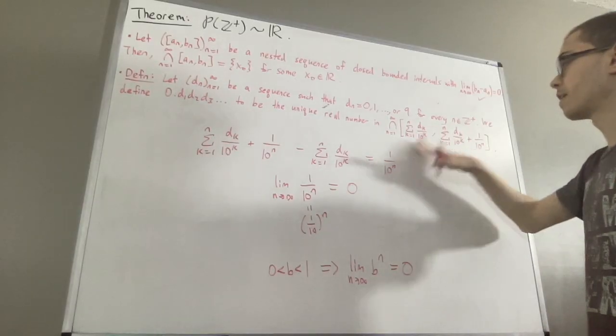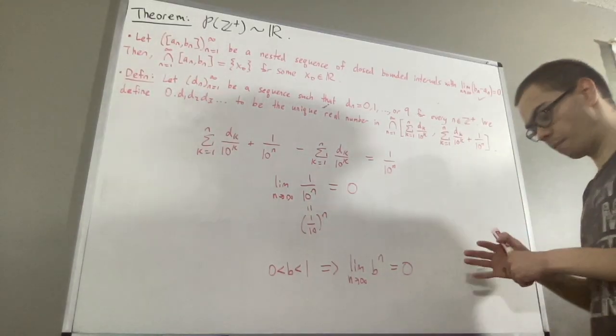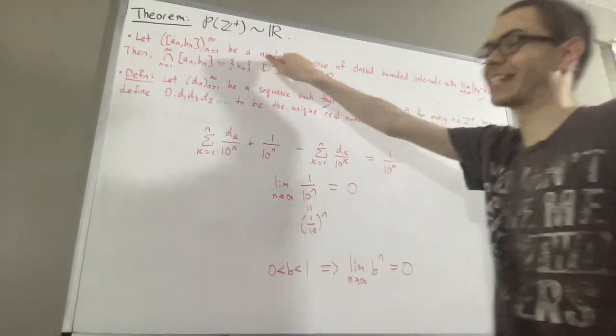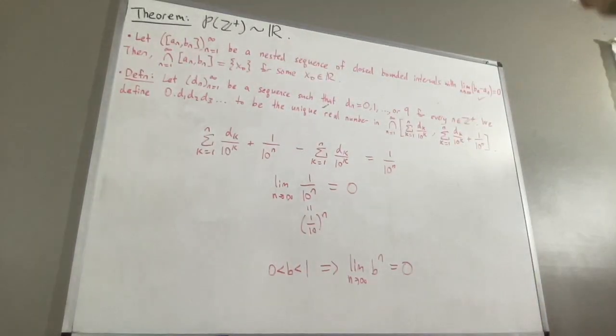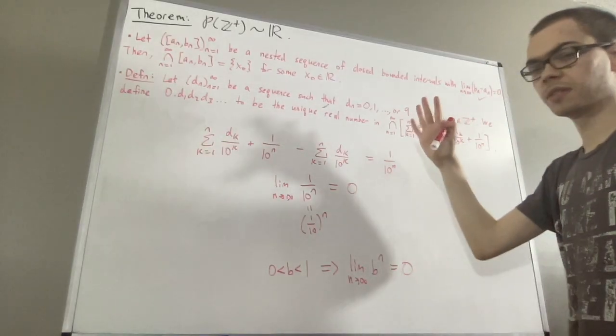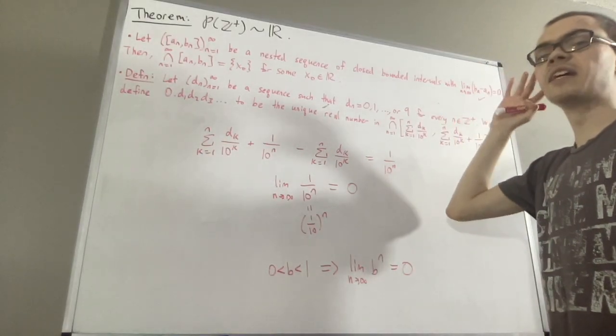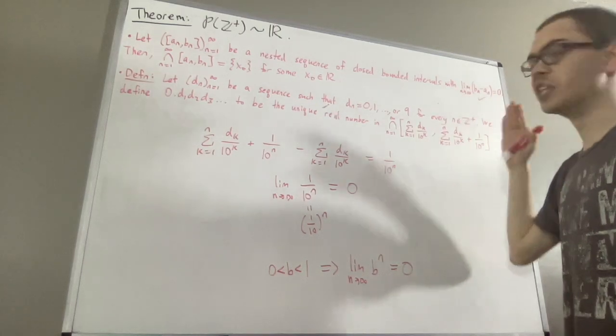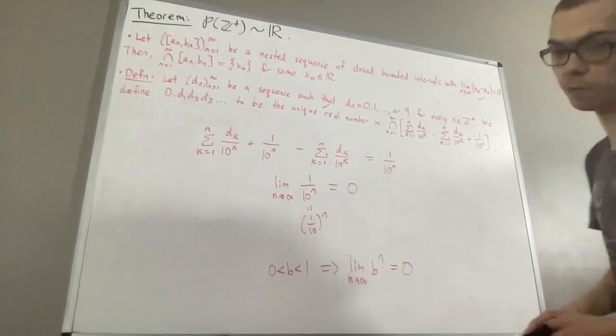Now I want to verify that this sequence of closed bounded intervals is in fact nested. And to do that, we are going to show that for every positive integer n, the nth interval contains the (n+1)th interval.